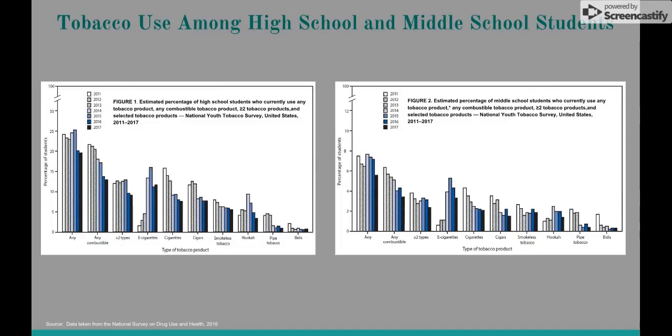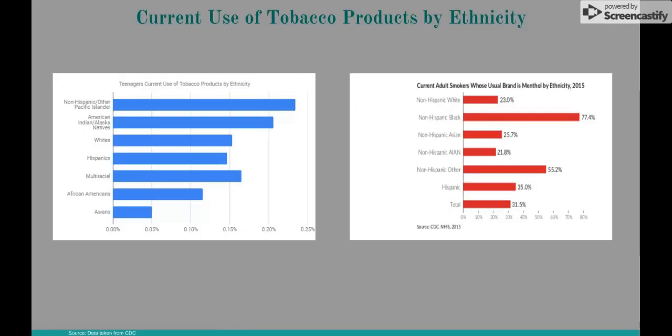Tobacco use among high school and middle school students. The figure to the left depicts high school students who currently use any tobacco product and combustible tobacco products, whereas the figure to the right depicts middle school students who currently use any tobacco products. Current use of tobacco products by ethnicity. The figure to the left depicts teenagers' current use of tobacco products by ethnicity, whereas the figure to the right depicts current adult smokers who use the brand menthol by ethnicity.